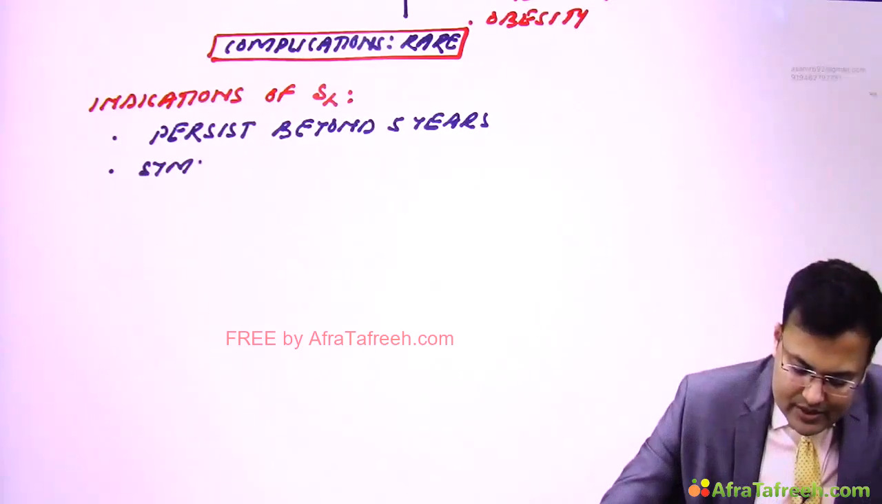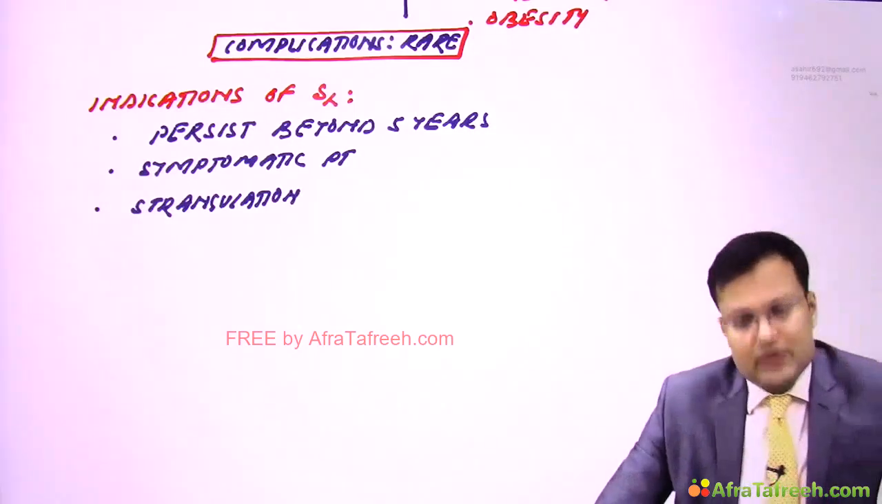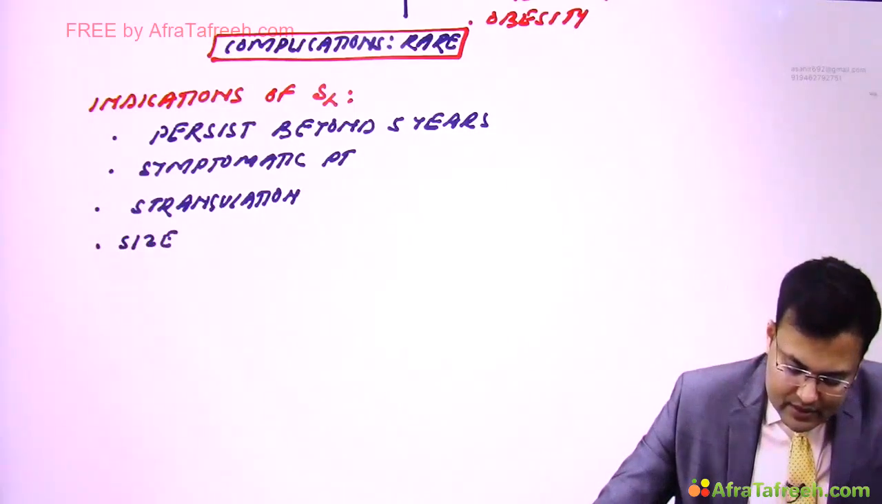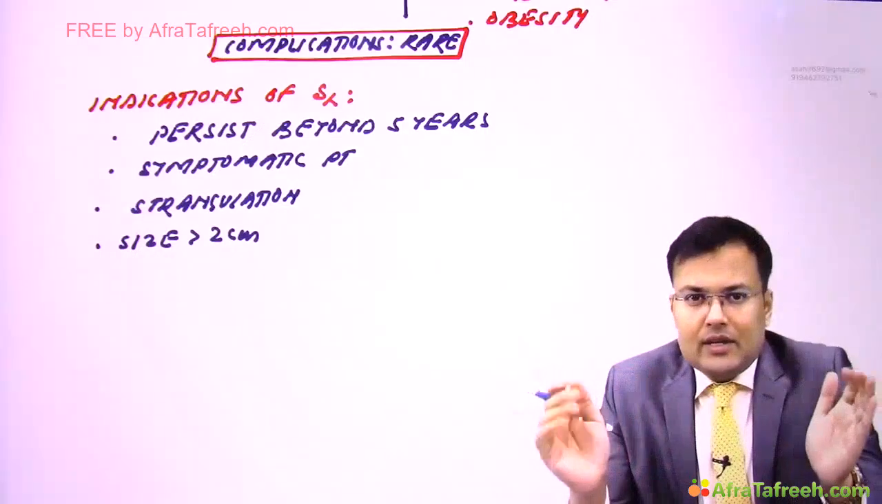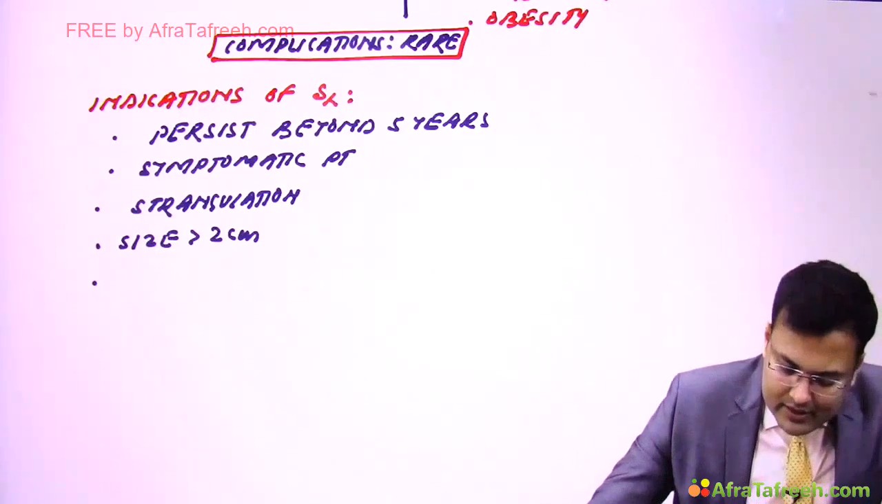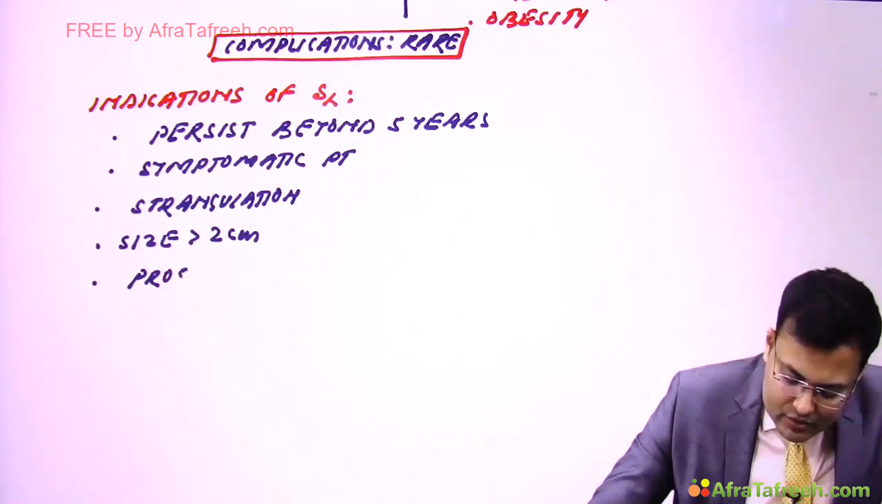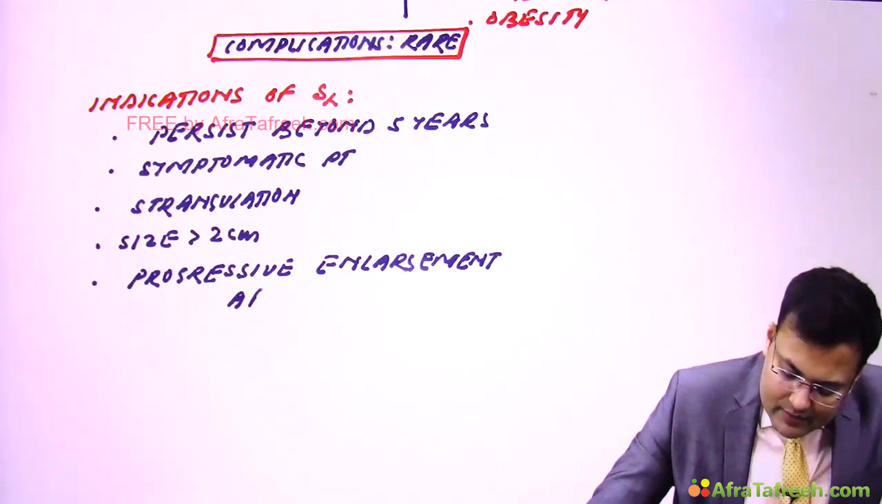Second, if the patient is having symptoms or if there is strangulation. So there are complications like strangulation. So symptomatic patient, if there is strangulation, or if the size of defect is more than 2 centimeter. So whenever the size is more than 2 centimeter, and you notice that there is progressive enlargement of hernia over a period of 1 to 2 years. So whenever there is progressive enlargement after 1 to 2 years.